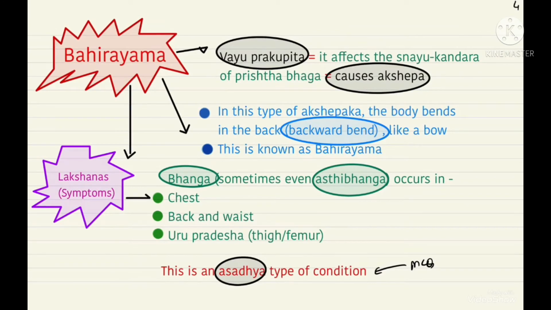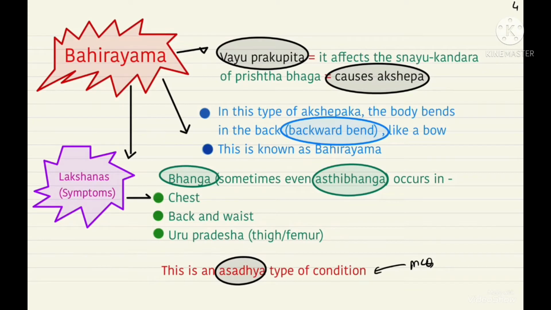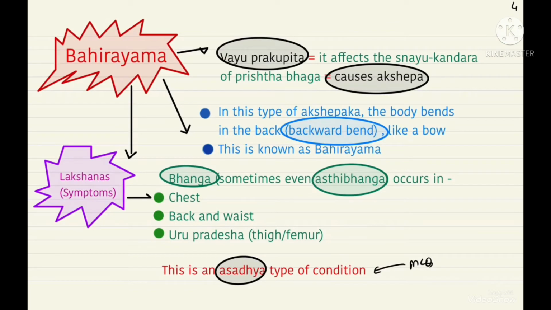So what are the lakshanas of Bahirayam? In Bahirayam, sometimes Bhanga can occur. Many times Asthi Bhanga also can occur in the chest, back and waist, and also in the Uru Pradesh, the thigh, the femur bone. So that is why this is an extremely agonizing disease, and it is an asadhya type of condition. This is an MCQ.